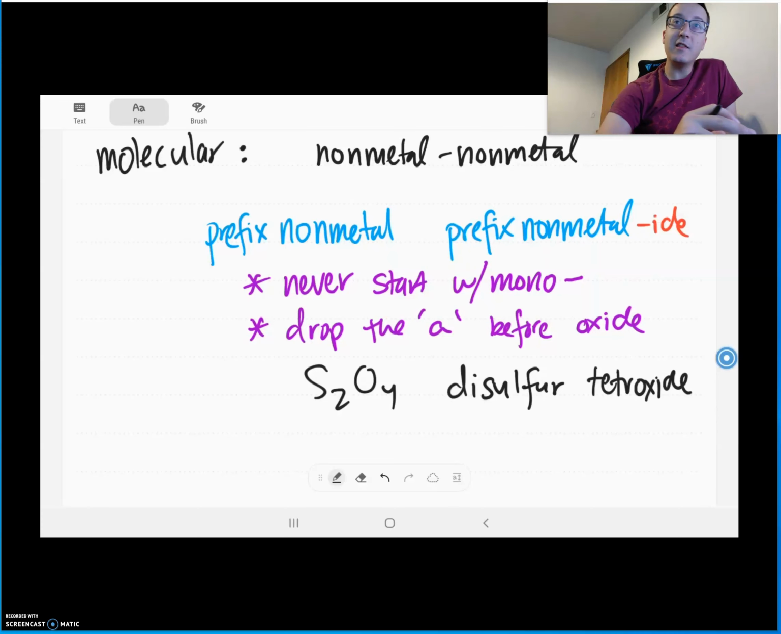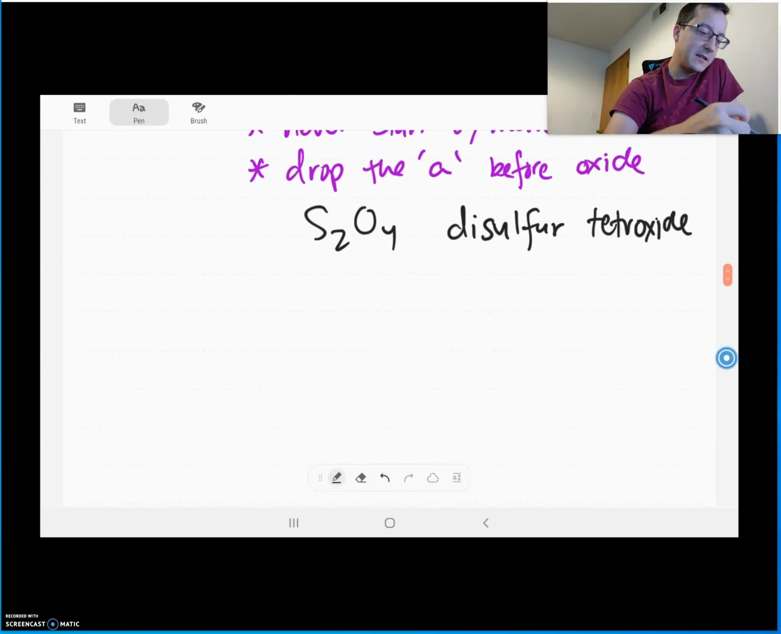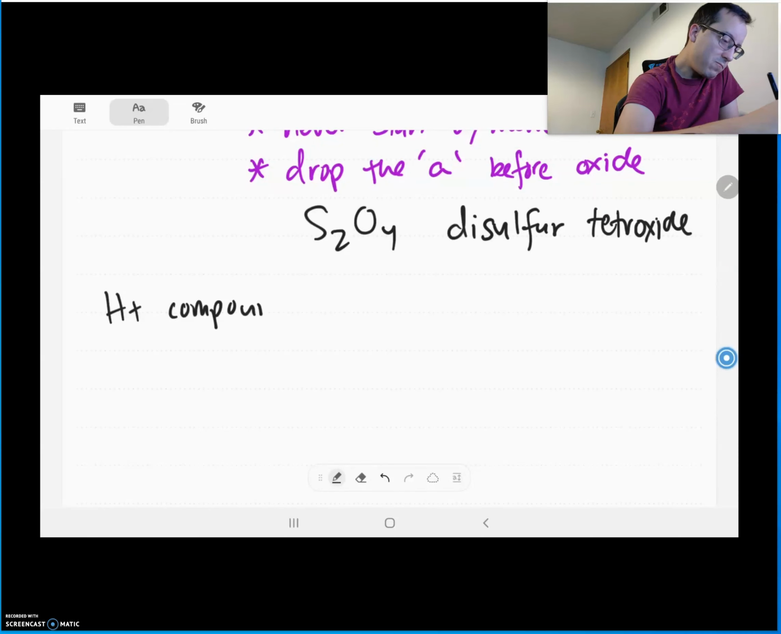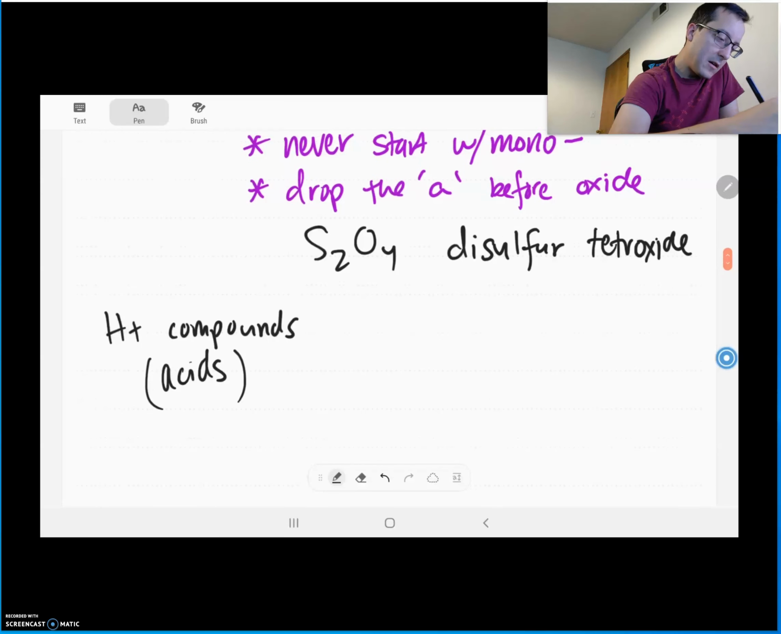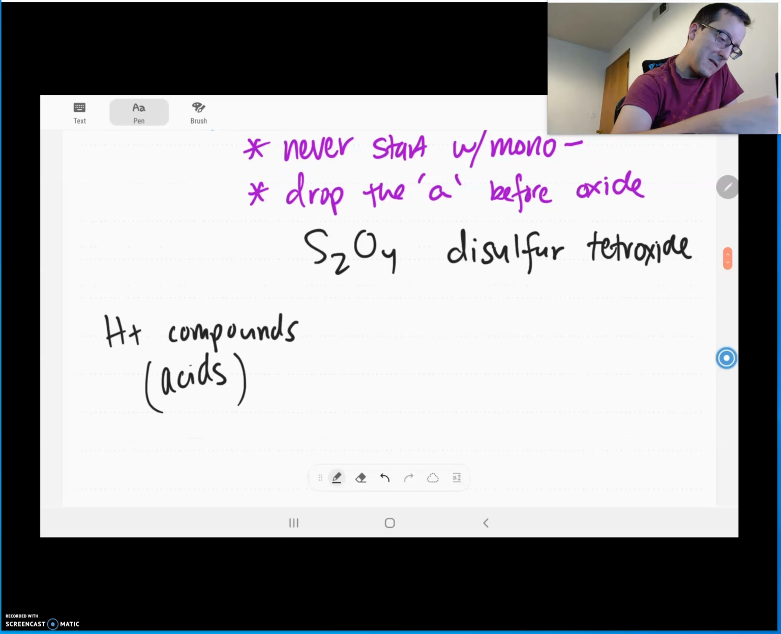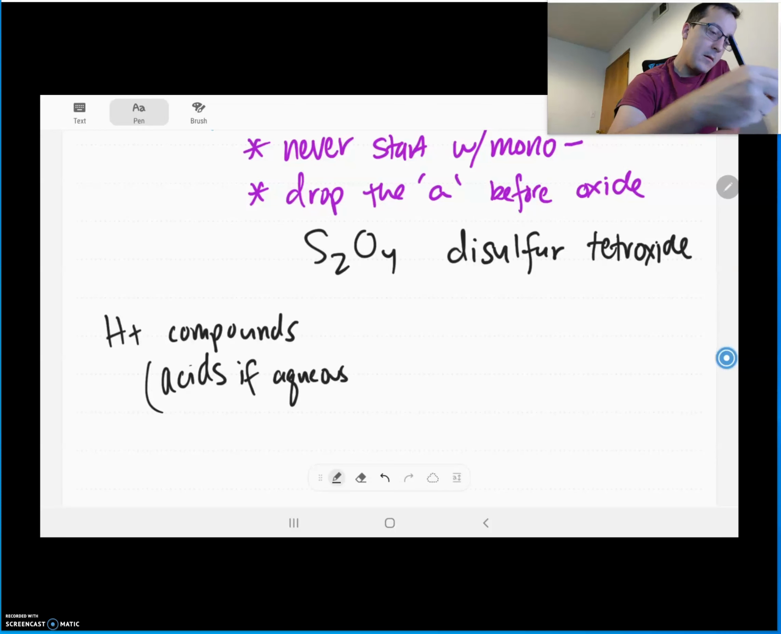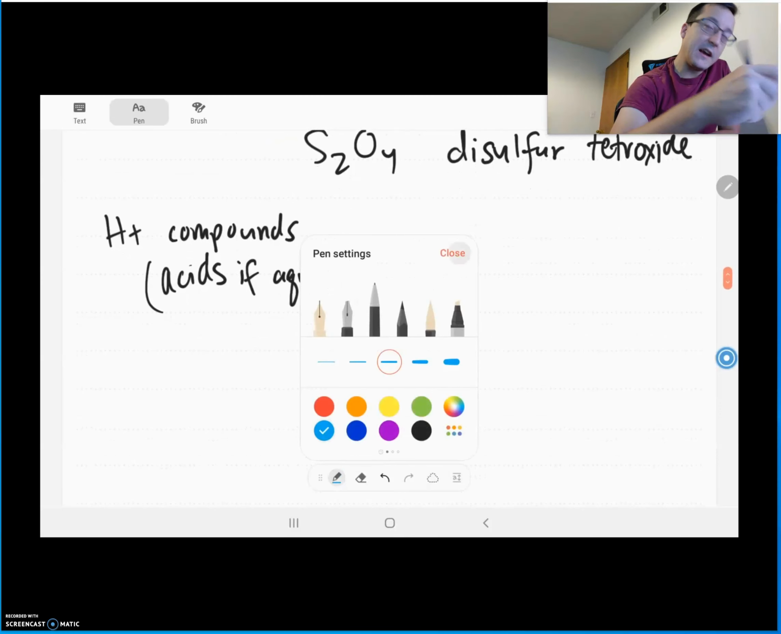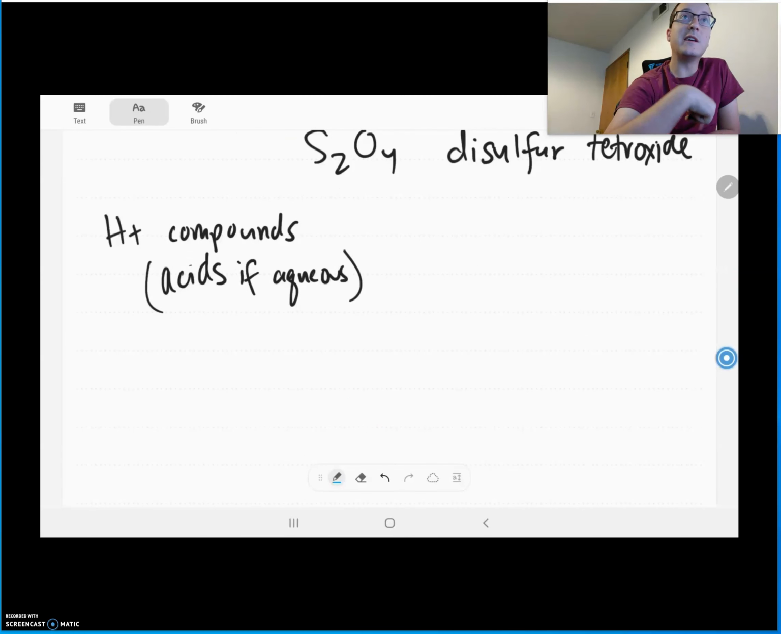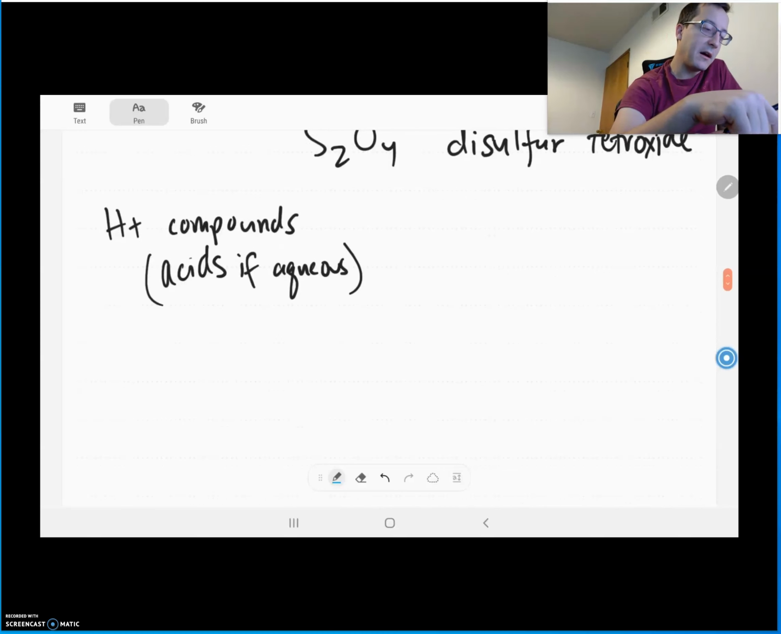So that was a non-metal, so hopefully it should be nice that we categorize these. The last case we had was hydrogen plus compounds, and we saw that these could be acids if aqueous. All right, and remember we had three special rules for dealing with hydrogen ion containing compounds.